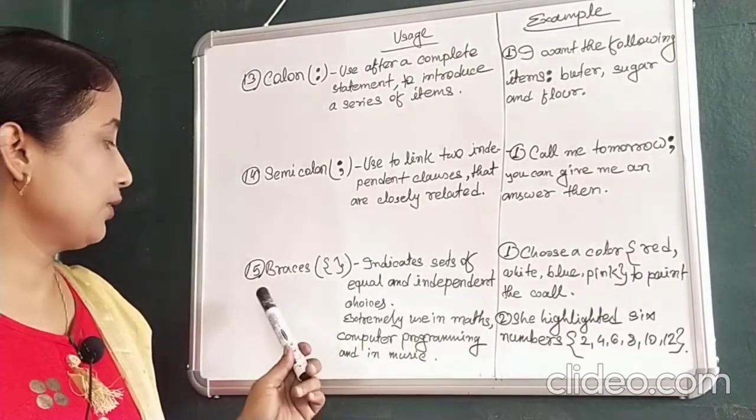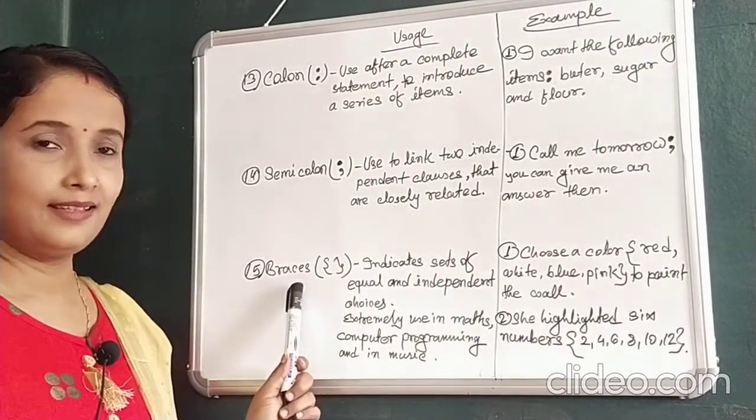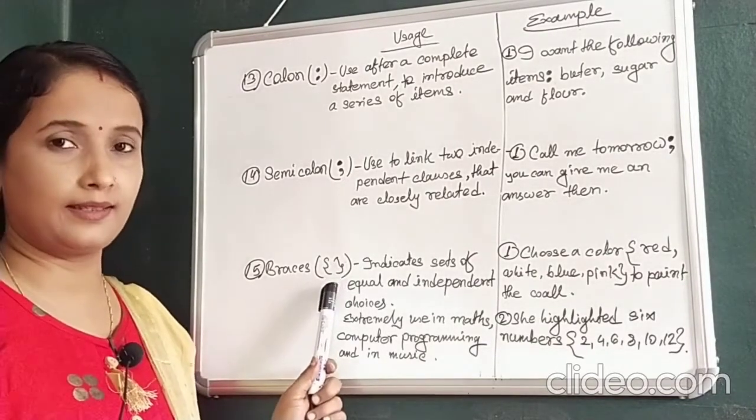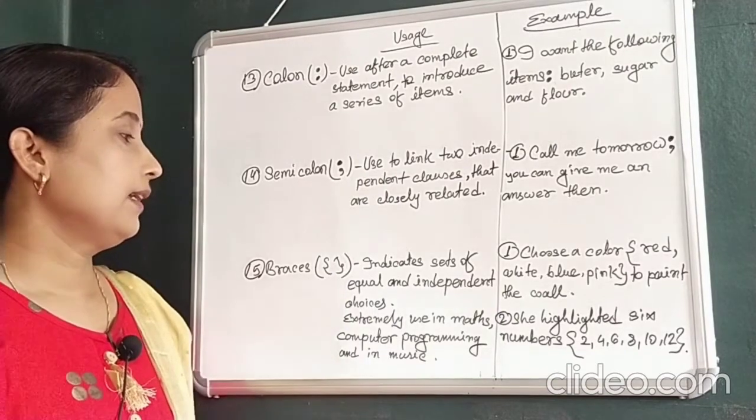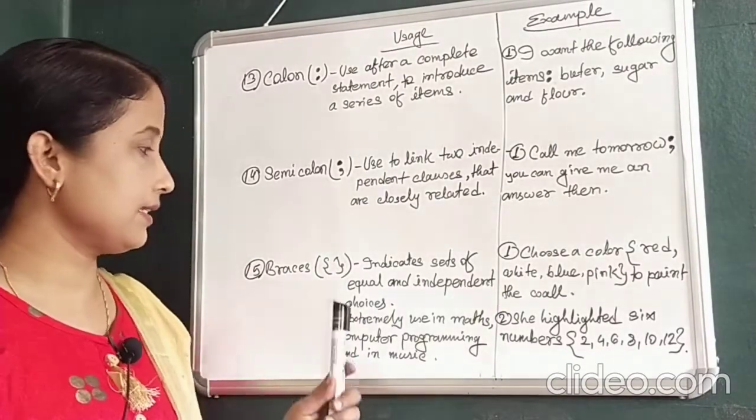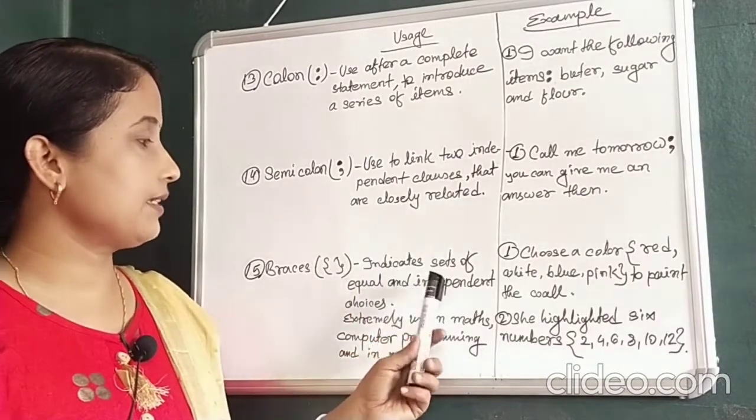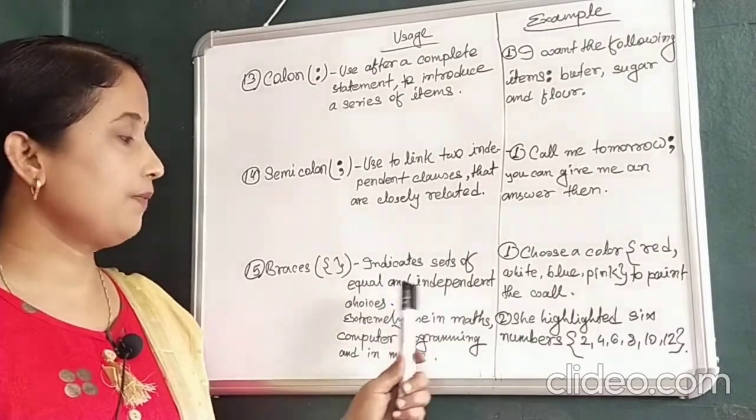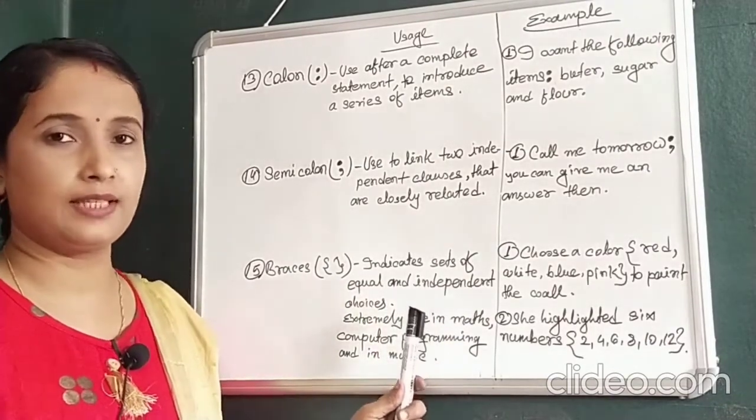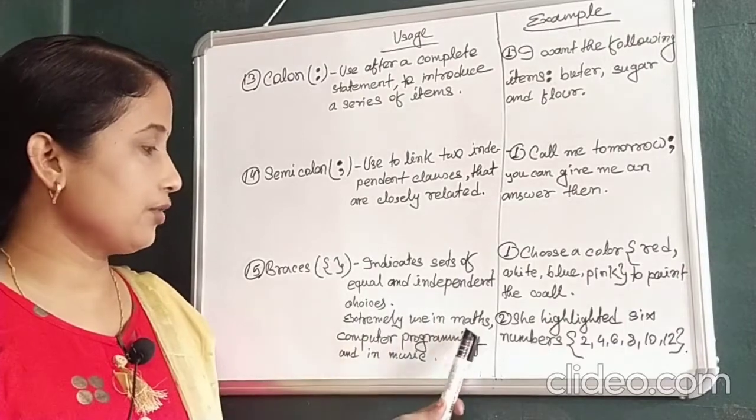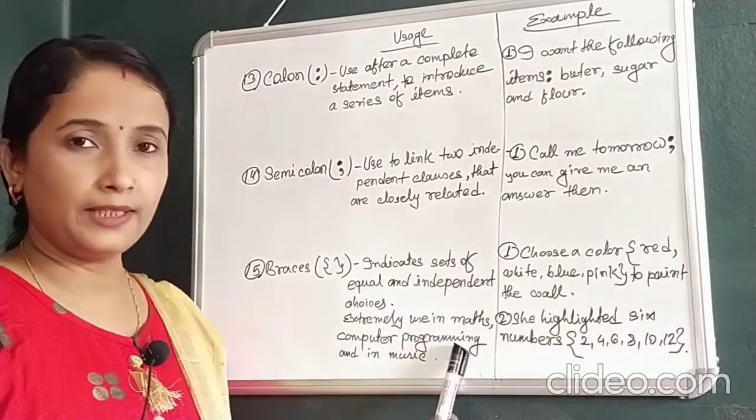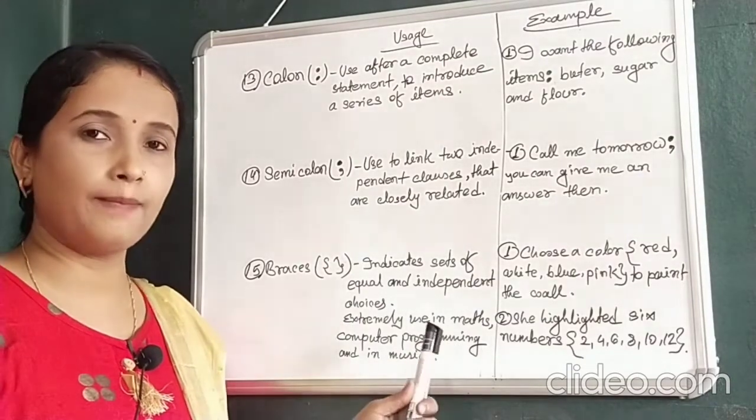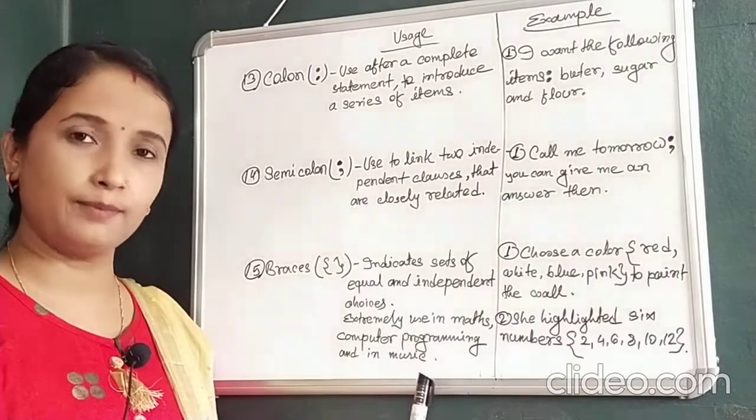Next punctuation mark is braces, and this is the symbol of braces. We also call braces curly brackets. Now when do we use braces? Braces indicate sets of equal and independent choices. They are extensively used in math, computer programming and in music.